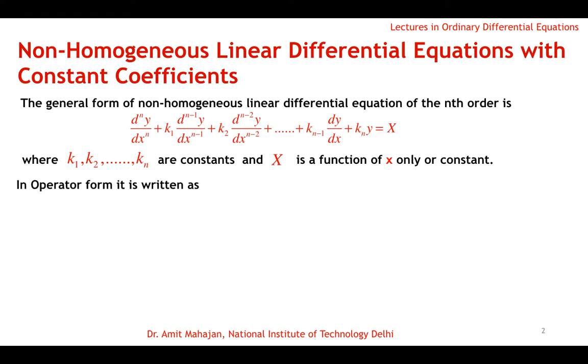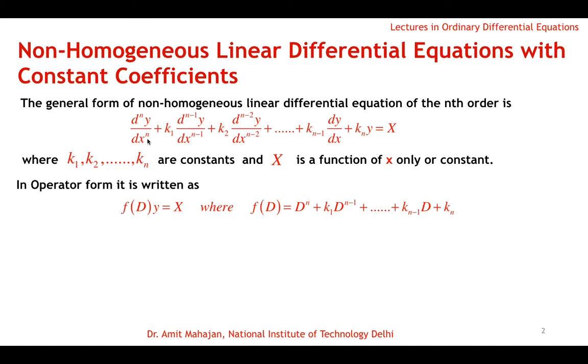This equation in operator form can be written as f(D) y = X, where f(D) is the functional differential operator which is given by this equation, where this capital D is the differential operator d by dx. So D squared is d^2 by dx^2 and D to the power n is d^n by dx^n.